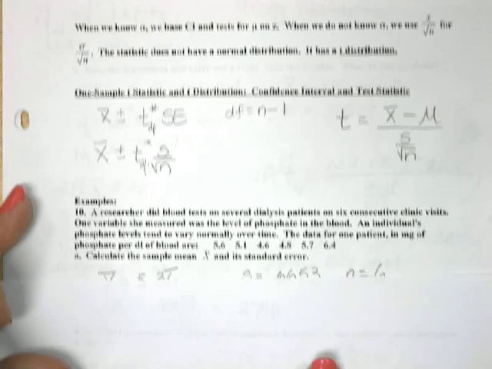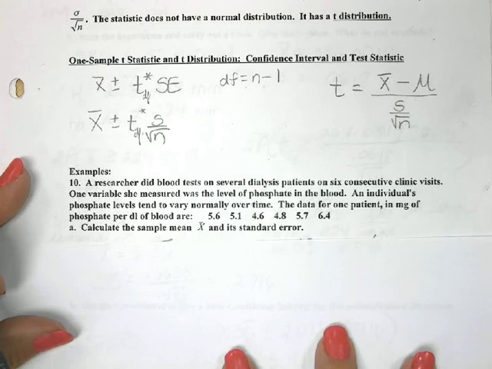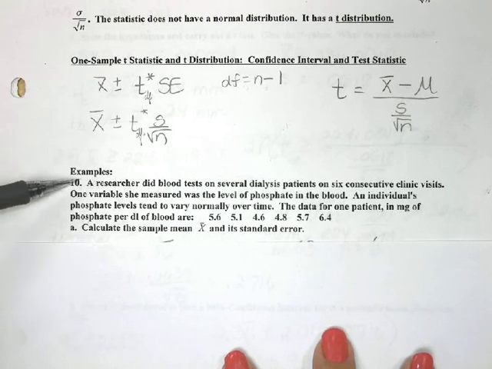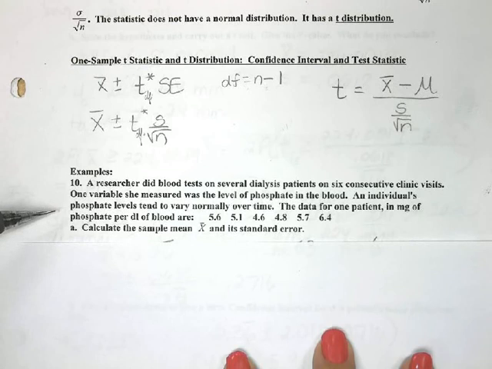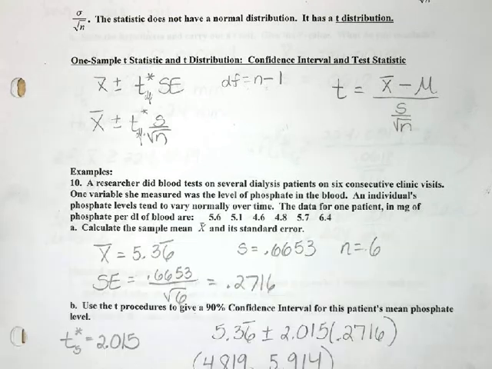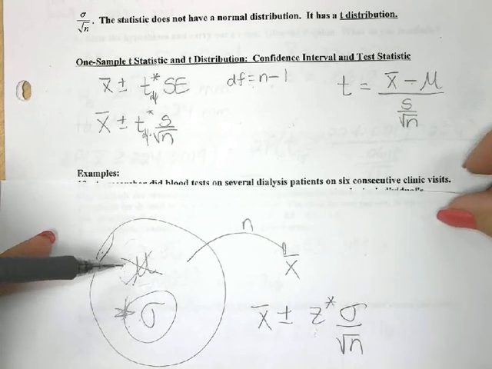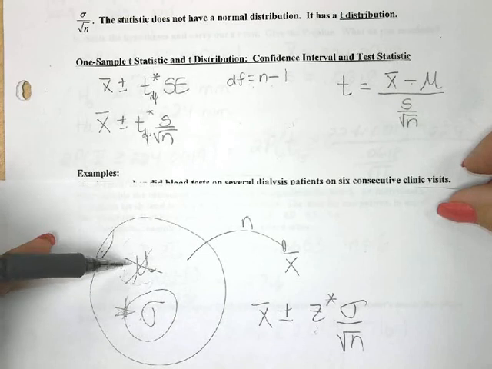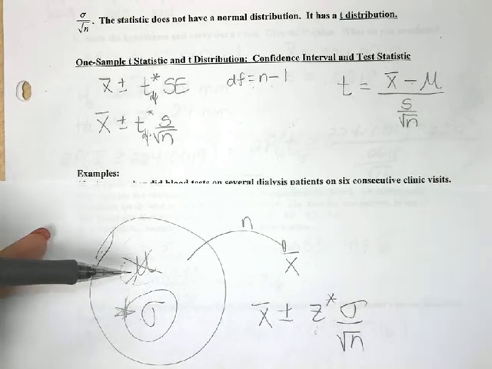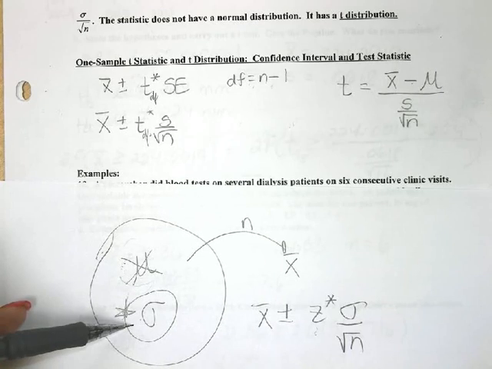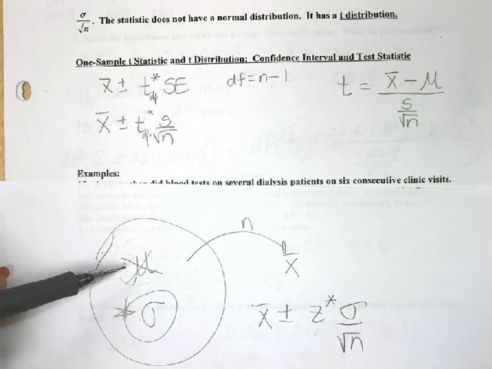In number 10, which comes right from the book, a researcher did some blood tests on several dialysis patients on 6 consecutive clinical visits. One variable she measured was the level of phosphate in the blood. An individual's phosphate level tends to vary normally over time. So this population of all the different phosphate levels in your blood would have variability, and you wouldn't always have the same phosphate level. That would change over time. There's a certain standard deviation associated with it, and a certain mean for an individual patient.